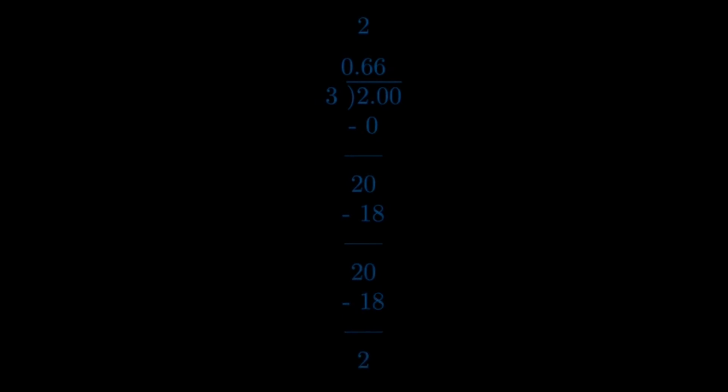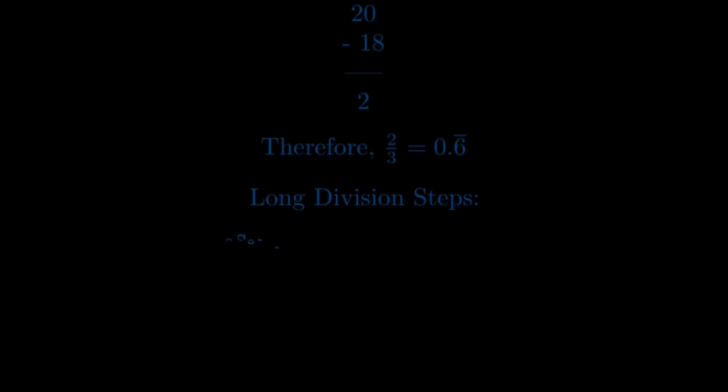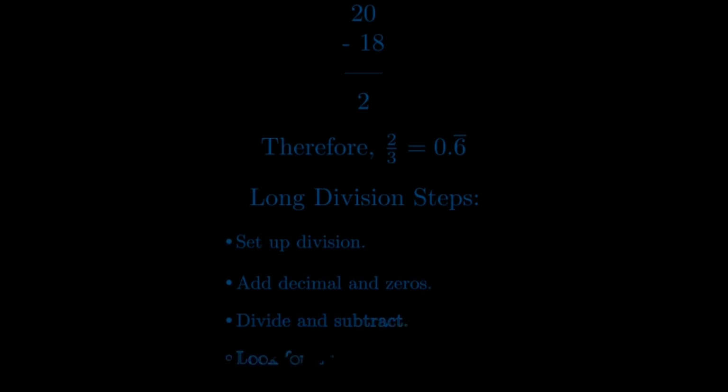Because the remainder keeps repeating, the number in our answer will also keep repeating. The decimal part just goes on and on, 0.6666. This is our repeating decimal. So 2/3 is equal to 0.6 with a dot or bar. We have now converted a fraction to a repeating decimal using long division. Just remember these steps. Set up long division, add a decimal point and zeros to the number inside. Keep dividing until you see a pattern repeat in your remainder. The digits that repeat in the answer will be your repeating decimal.